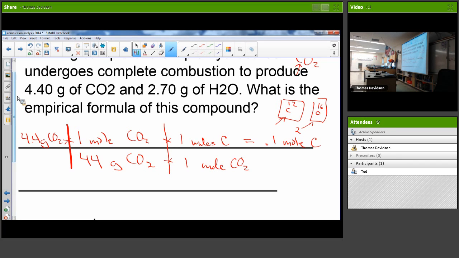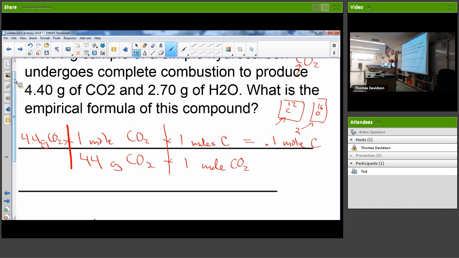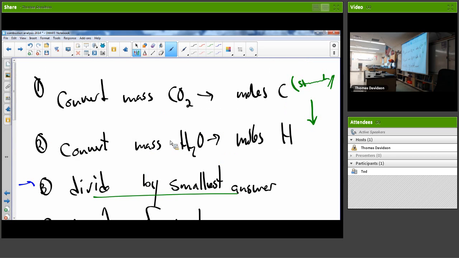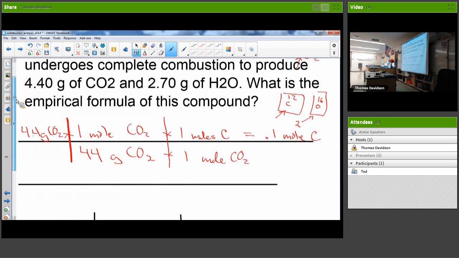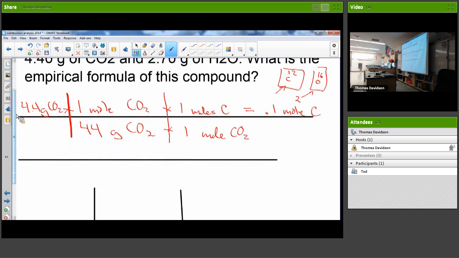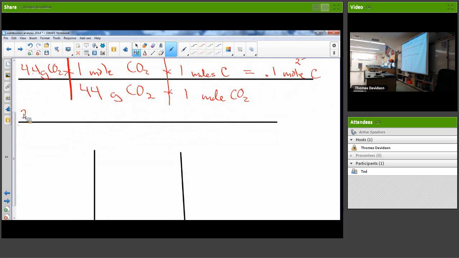All right. Now, what was the second step? Right here. Okay, we do the same thing, but now it's with H2O and H. So I have 2.7 grams of H2O. How many grams are there in water? Good. 18 grams H2O. And that's always listed as what? Okay, 1 mole of the same thing.